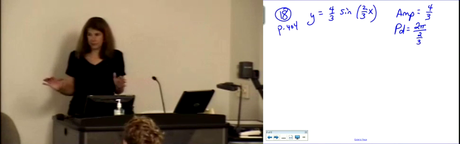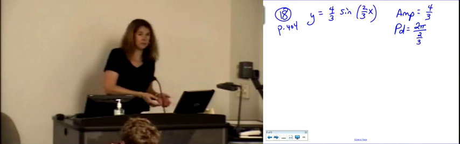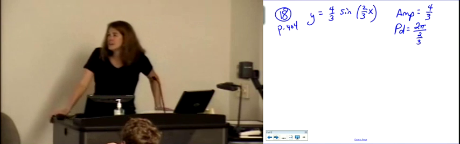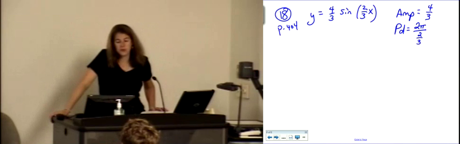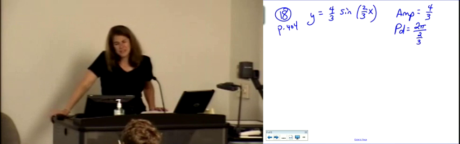As we said, they do not have to be the same. They weren't in the other problem either. I just didn't point that out. But in the last problem, one was 3 and one was 1. Here we have a 4/3 and a 2/3. The period is 2 pi over 2/3. So what do we say the period is?